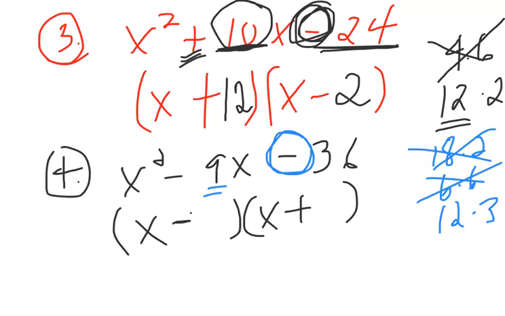Now, you got to be strategic about where the factors go. In the case of this one right here, guys, the middle term is negative. The 12 is the larger factor. So this means that the 12 will be a negative while the 3 will be a positive. So there's your factors, guys. Hopefully, that wasn't too challenging for you.